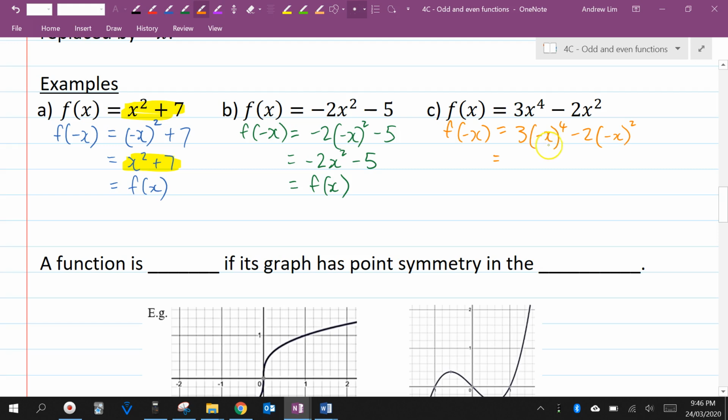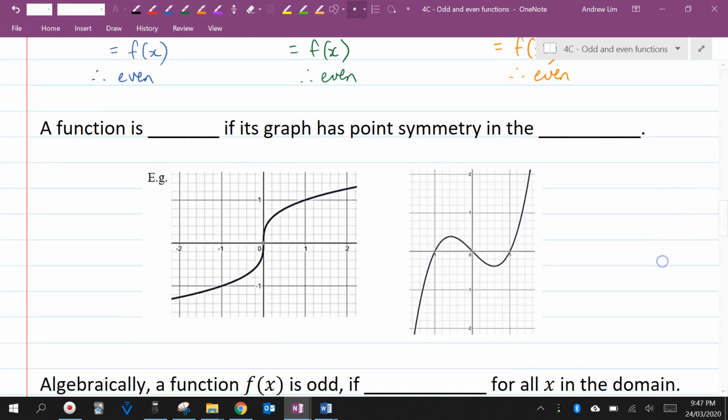Well, anything that's negative, that's raised to an even power, will become positive, right? So this will stay positive, and this will also stay positive. Negative x to the power 2 is just x squared, and that's exactly the same as the original question. So we can see here that each of these are even, because f of x is equal to f of negative x.